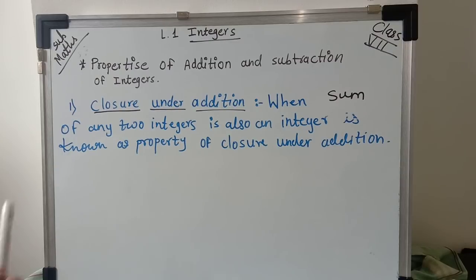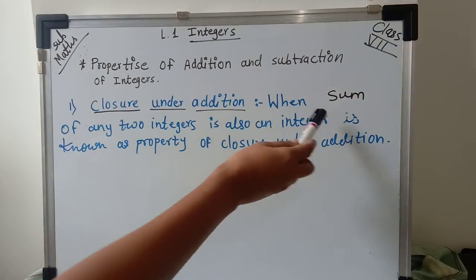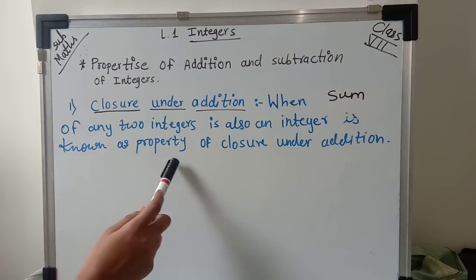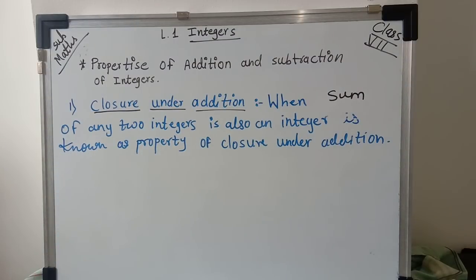What does it mean, closure under addition? When the sum of any two integers is also an integer, it is known as the property of closure under addition. Now we all know the sum of two whole numbers again gives a whole number.